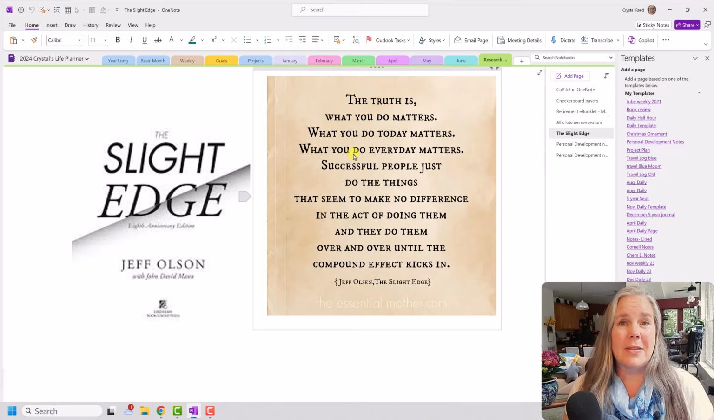So that's basically the essence of this book. You can be successful by doing small things that are easy to do. They're also easy not to do. And if you do them over and over again, repeatedly, that you will kick in that compound interest effect, all right?